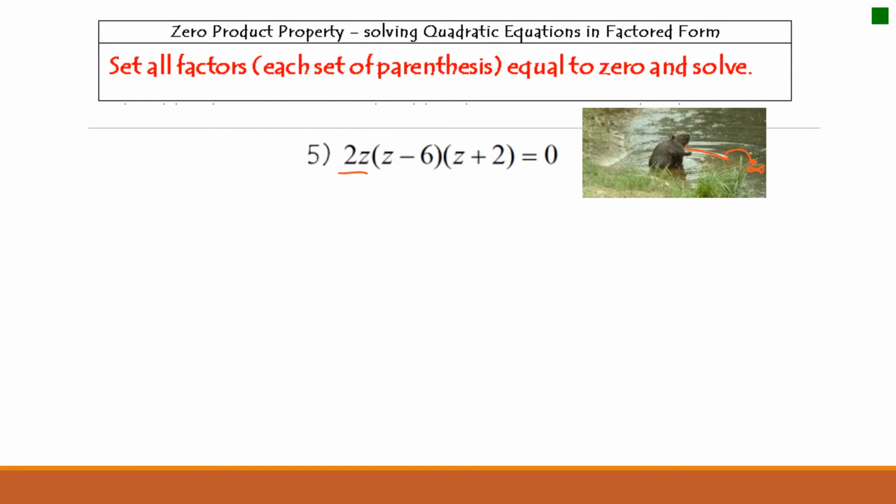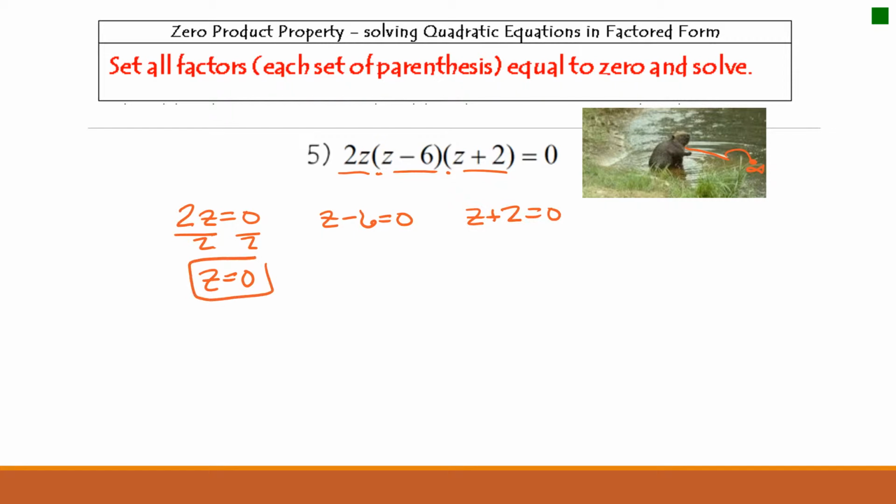All right. 1 times 1 times 1. We got 4 factors here, but we're going to look at it as 3 different groups. 2z could be 0. z minus 6 could be 0. z plus 2 could be 0. On this one, if I divide by 2, I get z equals 0. There's one solution. Add 6, I get z equals 6. And subtract 2, I get z equals negative 2.